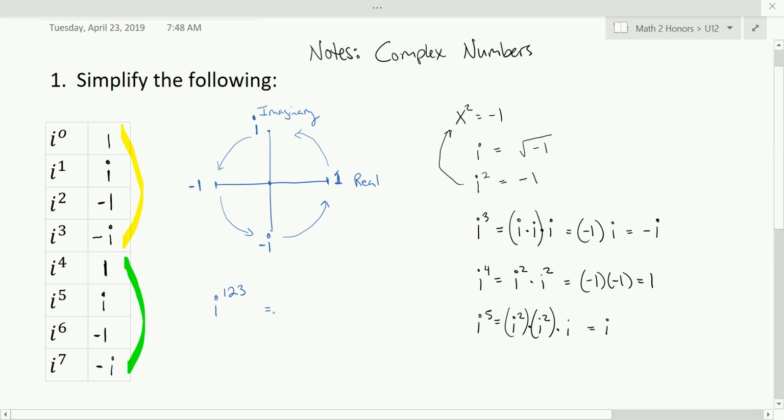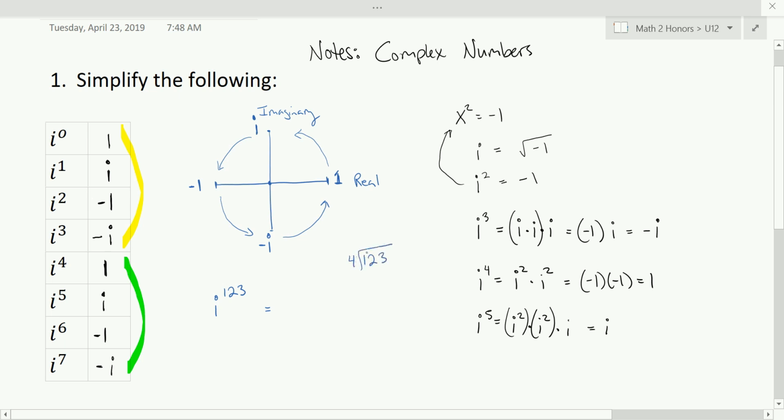Okay, so 120 would be here, and then go 3 more. Good. How do you know 120 would be there? Okay, so the key is you divide by 4, old style, and you look at the remainder.